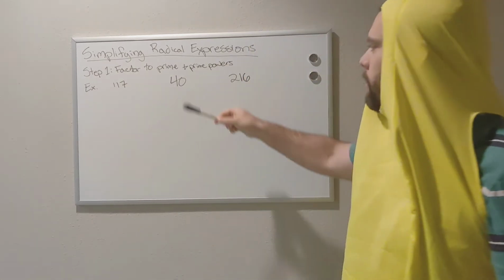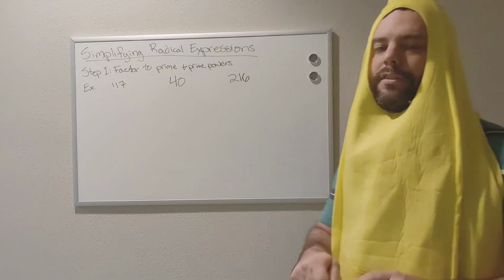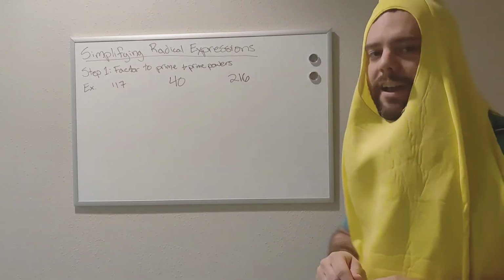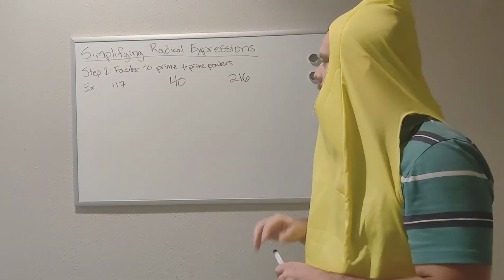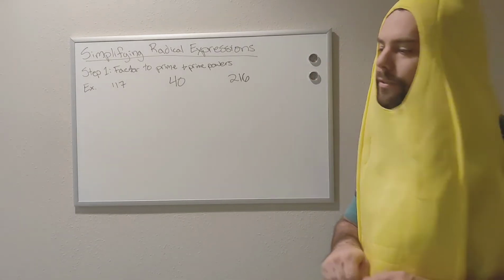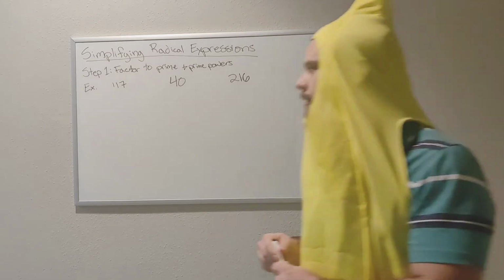Today we're going to be talking about simplifying radical expressions. Now, let's quit monkeying around and get to it. Step one, we've got to remember how to factor numbers into prime factors. Pretty easy, but let's go over it again.